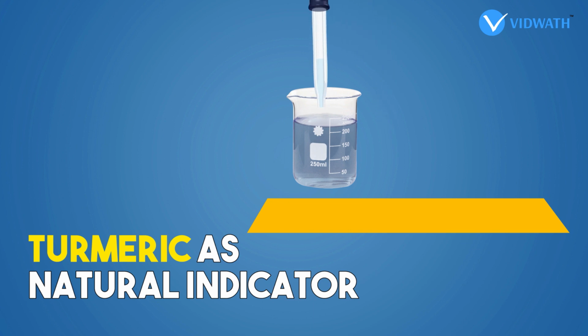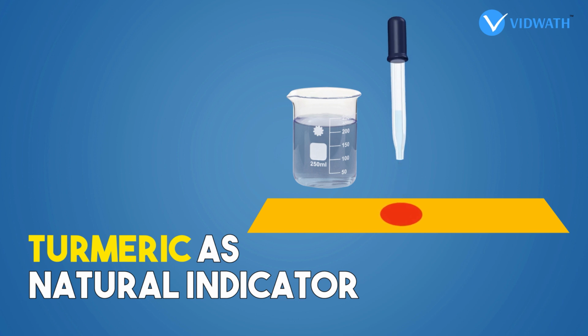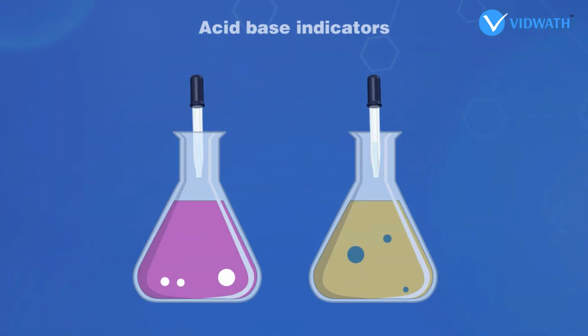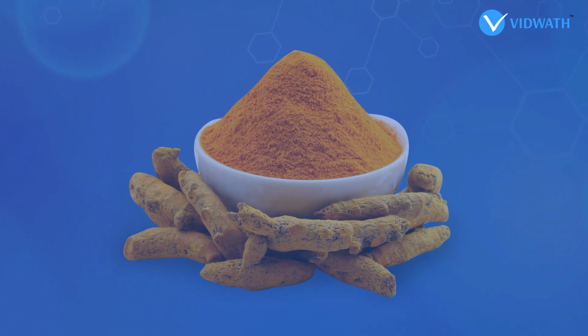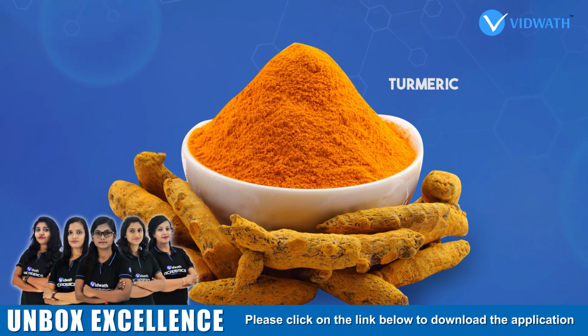Turmeric as natural indicator. Solutions of substances that show different color in acidic, basic, and neutral solutions are called indicators. Turmeric as an indicator identifies basic solution only.